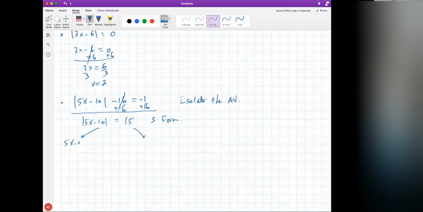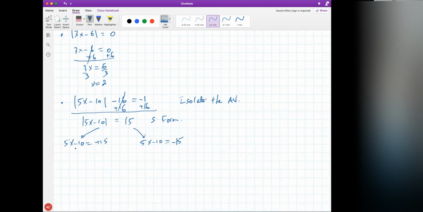So 5x. The other one looks like it. Only difference is instead of a plus here, we're going to have a minus. And you solve the two equations. These are again first degree equations, no big deal. Solve the two.